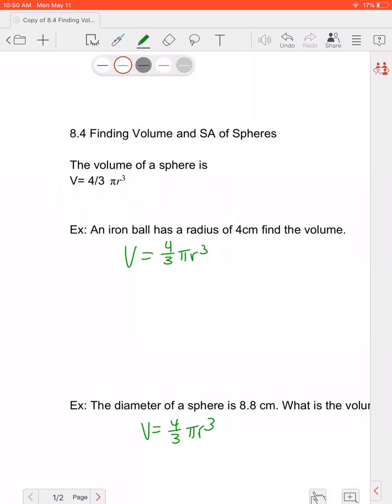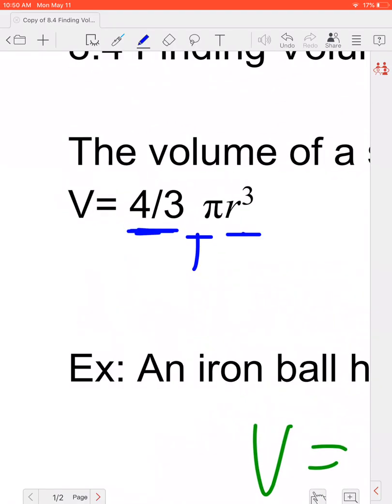So, volume is 4/3 times pi times r cubed. Now remember pi, we're going to use 3.14. I know some of you really want to use that pi button, and usually when we're in class I let you, but especially for the work we're doing, please just use 3.14 since we're away from each other and I can't always double check your work, okay?